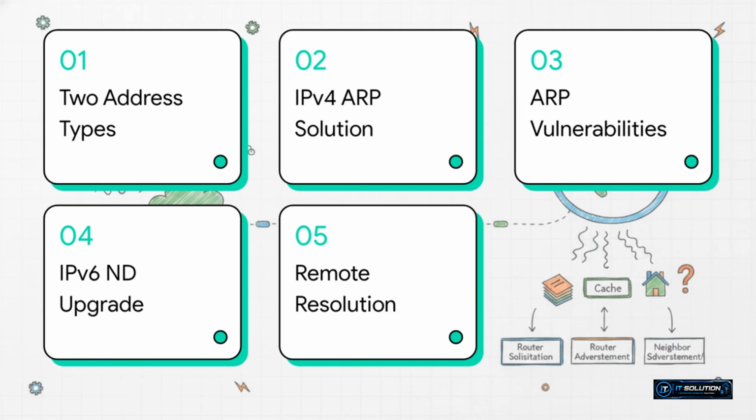Okay, let's dive into this. Here's our roadmap for the investigation. Number 1, 2 types of addresses. Number 2, the IPv4 ARP solution. 3, ARP vulnerabilities and attacks. 4, the IPv6 Neighbor Discovery upgrade. And wrapping up with number 5, remote network resolution.